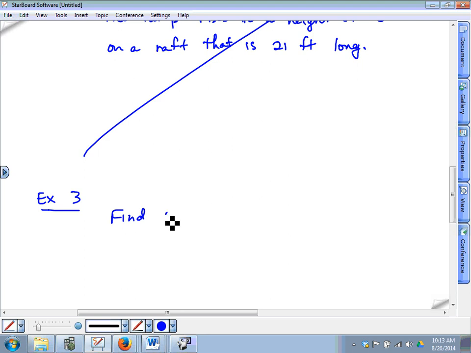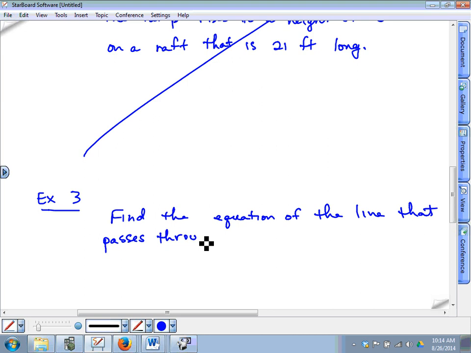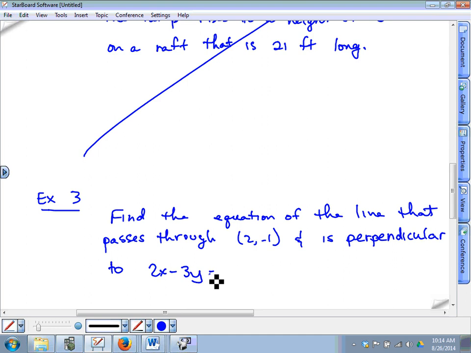Find the equation of the line that passes through the point (2, -1) and is perpendicular to 2x - 3y = 5.